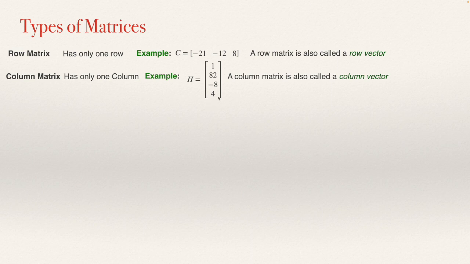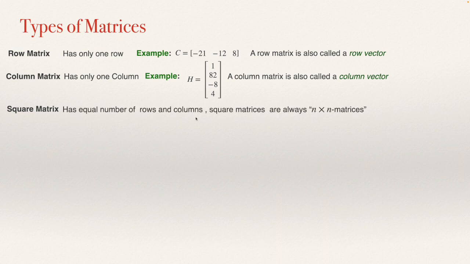So these are the first types of matrices. There will be other matrices called square matrices, and this is the case when the matrix has the same number of rows and columns. Square matrices are always n by n matrices, so if we say the size of the matrix, the two numbers will be the same. An example will be something like this. So in this case, matrix B is a 3 by 3 matrix.